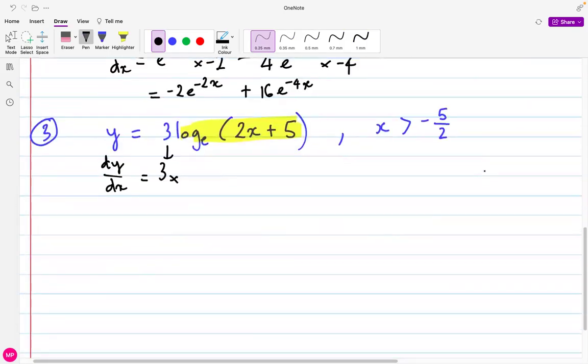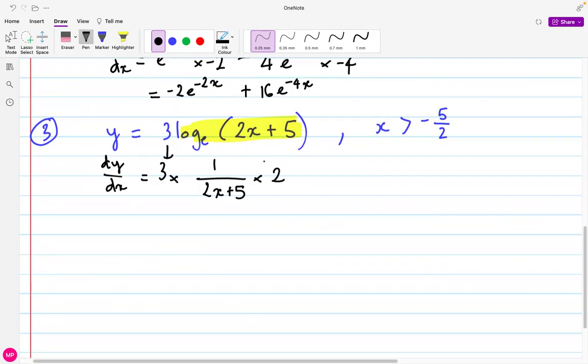So we do 1 over f(x), which is 2x plus 5. And we times by the derivative of 2x plus 5, which is 2. And then we just times them together. 3 times 2 equals 6. And then 6 over 2x plus 5, with x bigger than negative 5 on 2.